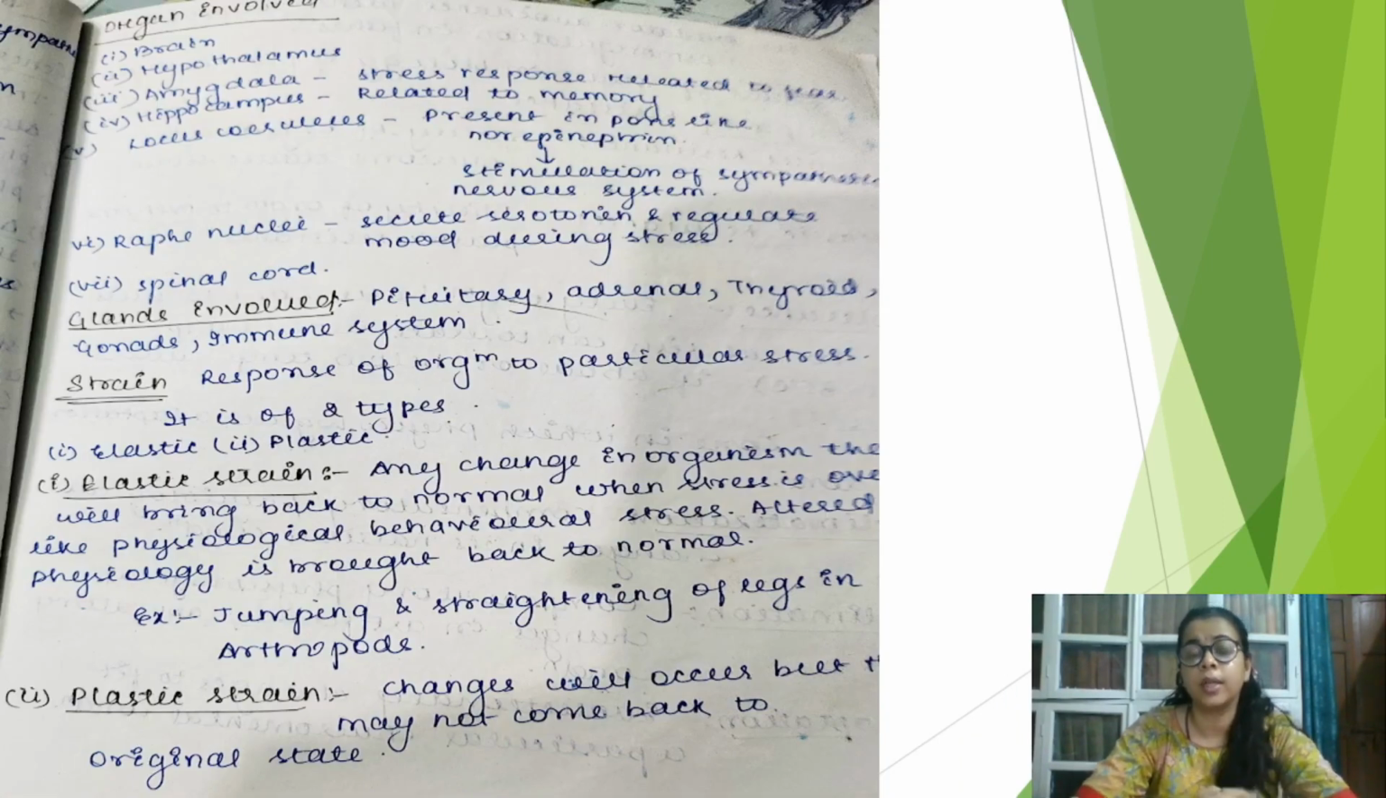the person will collapse. And what are the organs which are involved? Brain, hypothalamus, amygdala, hippocampus. All these are responsible for the stress condition. Okay. Then we will see strain.